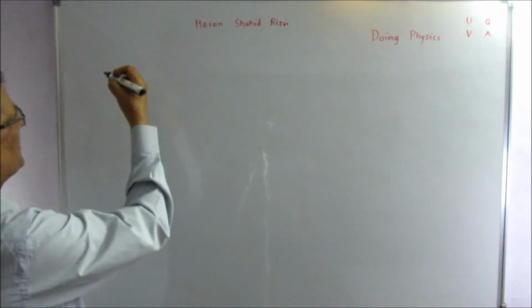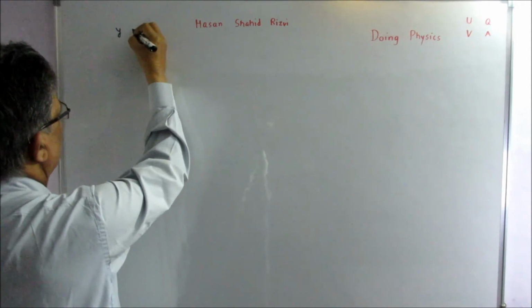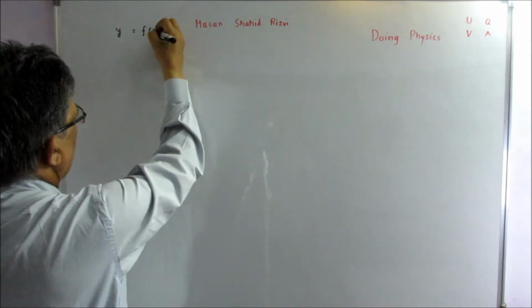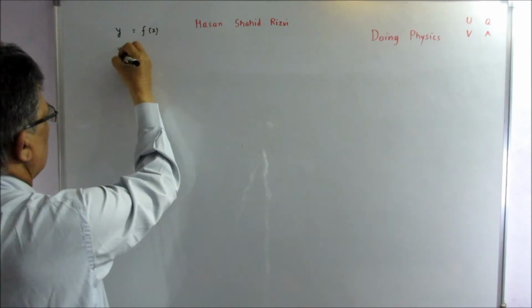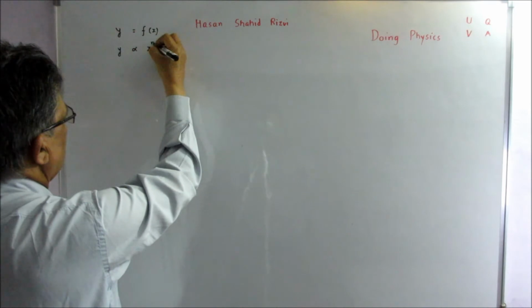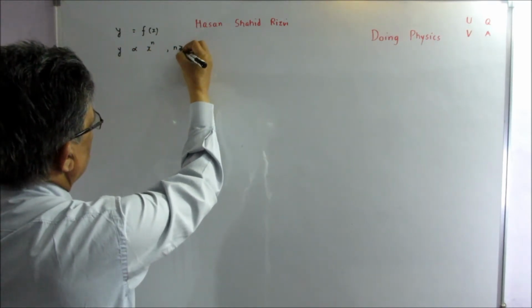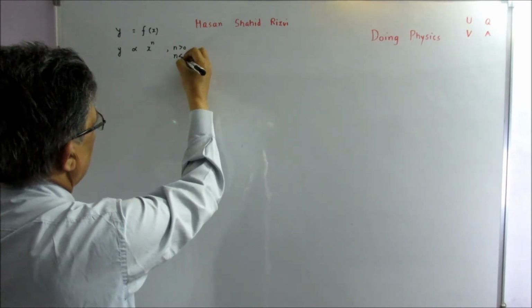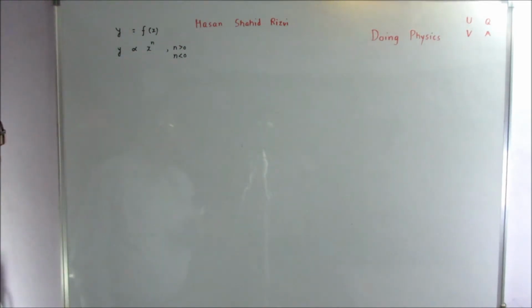So we were talking about the simple function y is a function of x, and incorporating the proportionality, let us say that y is proportional to x to the power of n, where n can be greater than 0 and n can be smaller than 0, and n can have many values.